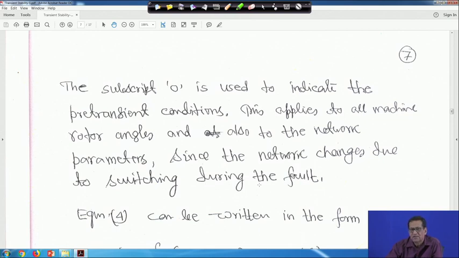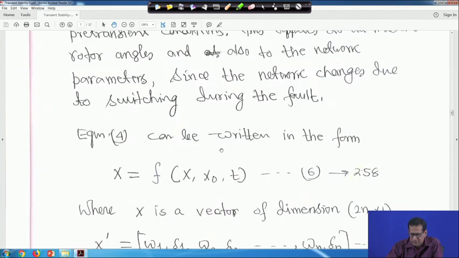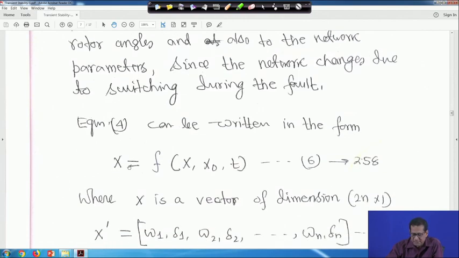Now, equation 4 can be written in the form x dot. A dot is missing, it will be x dot. x dot is equal to f(x, x0, t). This is for my own reference. So, x dot is equal to f(x, x0, t).